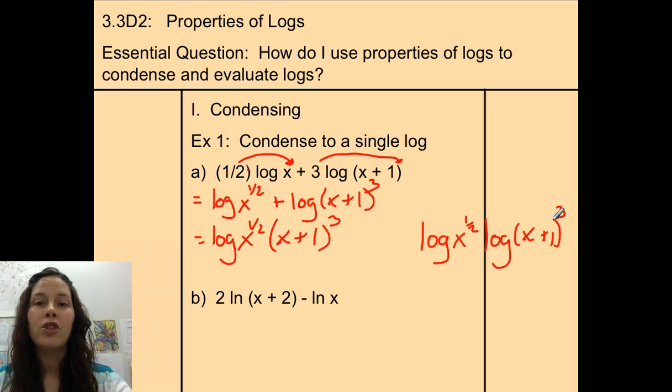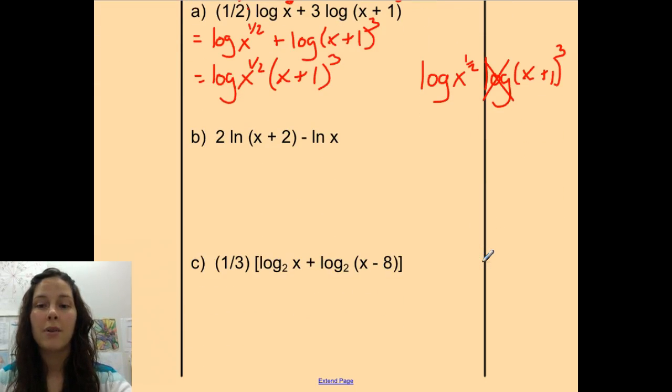So in order to change addition to multiplication, something else has to change too. And that something else that changes is we cancel one of the logs. So be careful for that common error.